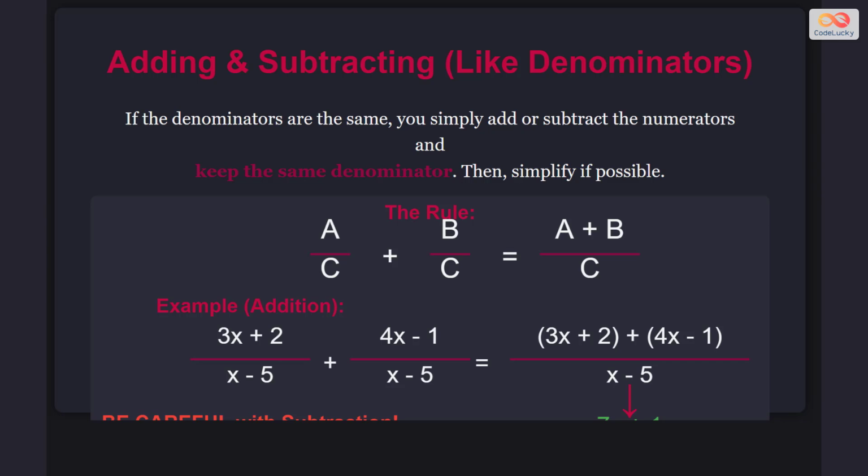When you need to add or subtract rational expressions that have the same, or like, denominators, the process is simple. You just add or subtract the numerators and place the result over the common denominator. The denominator itself does not change. One word of caution: when subtracting, make sure you distribute the negative sign to every term in the second numerator. After combining the numerators, check if the resulting expression can be simplified further.